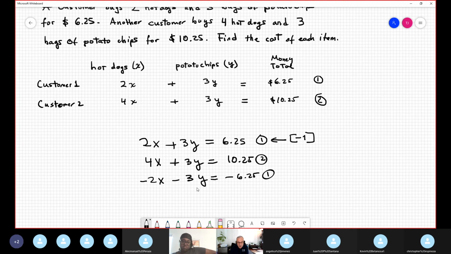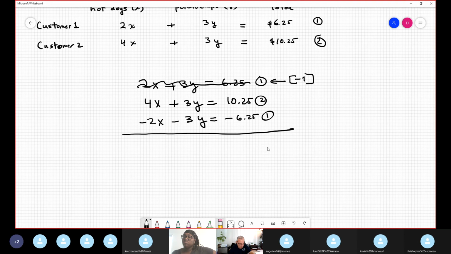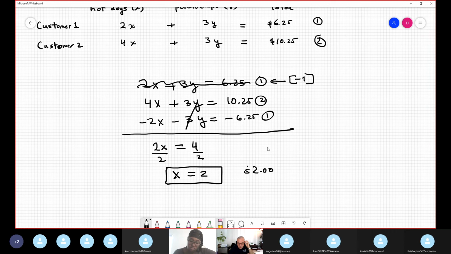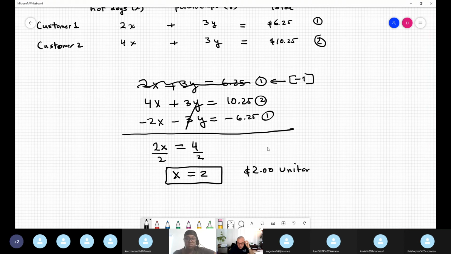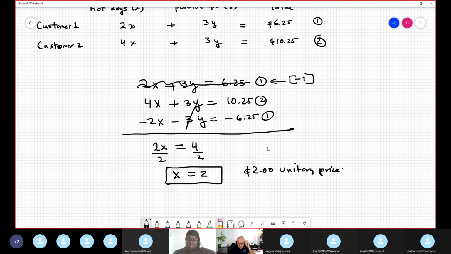And this is equation number one after the multiplication by negative one. Forget temporarily this equation and focus 100% on the other one. So it says 2x. The 3y cancels out. And this is $4, because it's 10.25 minus 6.25, $4. Divided by 2, x equals 2. What is the meaning of 2? $2 is the unit price of the hot dog. So actually it's $2, the unit price of one hot dog.